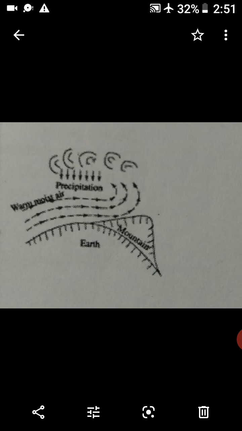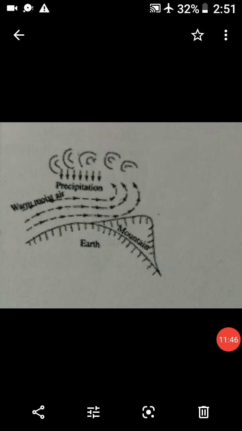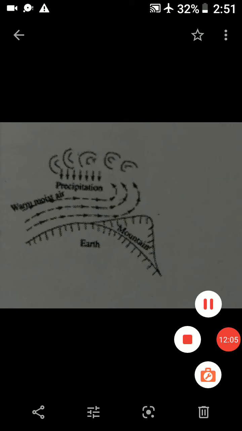So next chapter is the measurement of precipitation. How the precipitation or rainfall will be measured, what type of instruments will be used, the rain gauges and all, that I'll discuss in the next session.